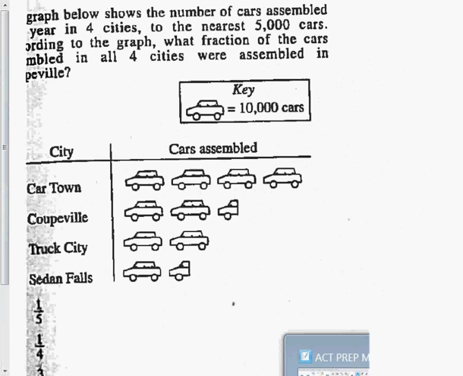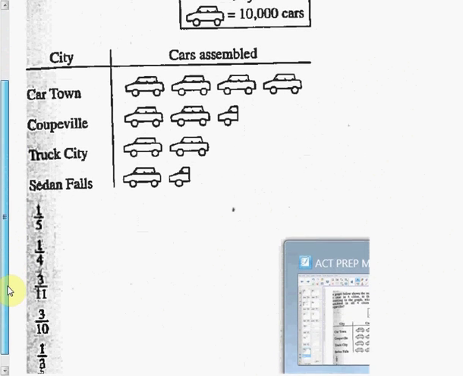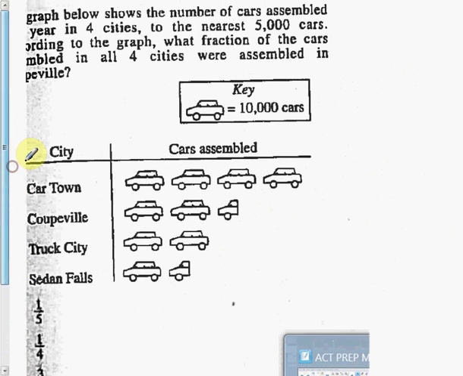So the next one. The graph below shows the number of cars assembled in 4 cities. Some of it is somewhat truncated off, so I think we can kind of make out what's happening. To the nearest 5,000 cars, according to the graph, what fraction of the cars assembled in all 4 cities were assembled in, well, the only town that has a ville on it is Coupeville, so we're looking for that.